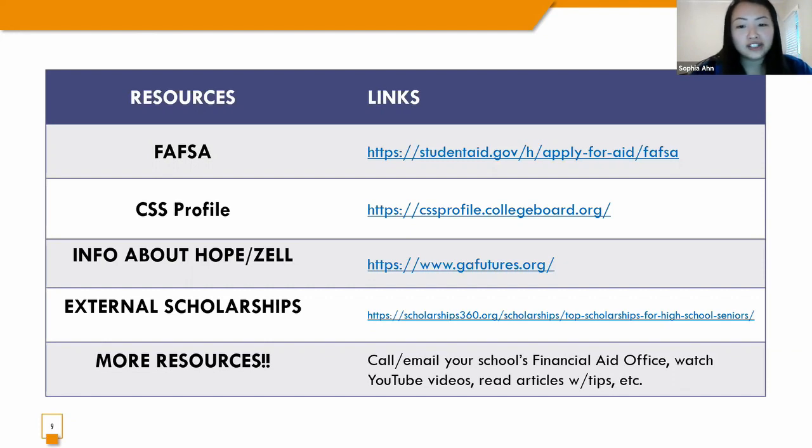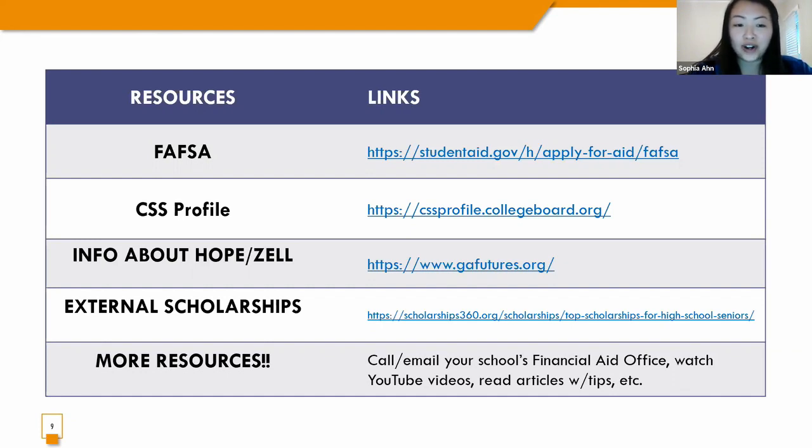The one that I really do want to talk about, though, is Georgia Futures. That is definitely important, especially if you go to an in-state school. Not only can you check right out of high school what you qualify for, but throughout college, you can also check every spring semester to see what your GPA is to make sure that you continue to stay on top of things and are still qualified for Hope and Zell.